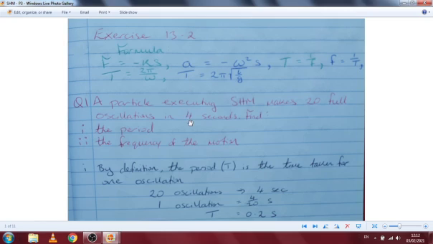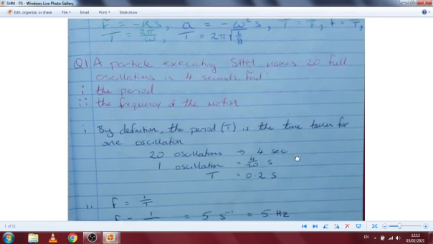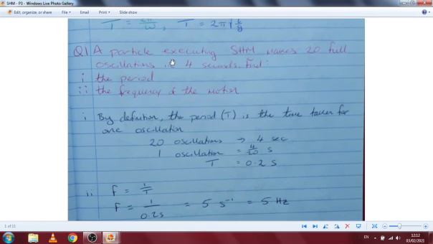So the first question says, a particle executing simple harmonic motion makes 20 full oscillations in 4 seconds. Find first off the period and second off the frequency. So again, going back to our definitions and our understanding of what oscillation is, an oscillation is over and back, so it goes over and back 20 times in 4 seconds.